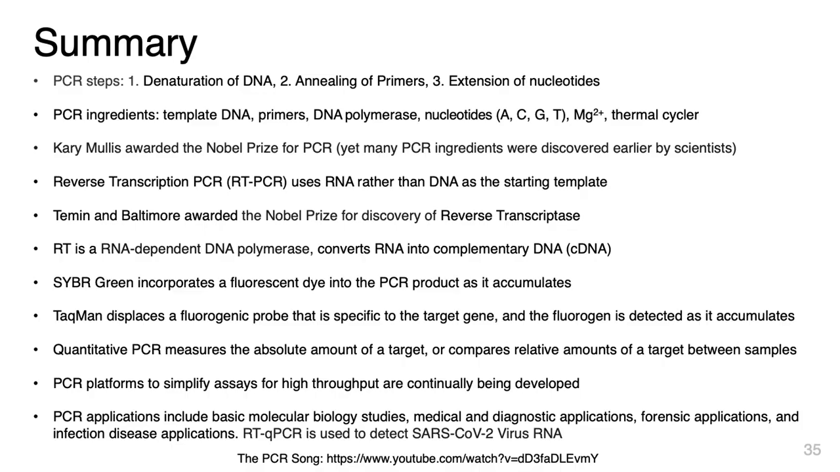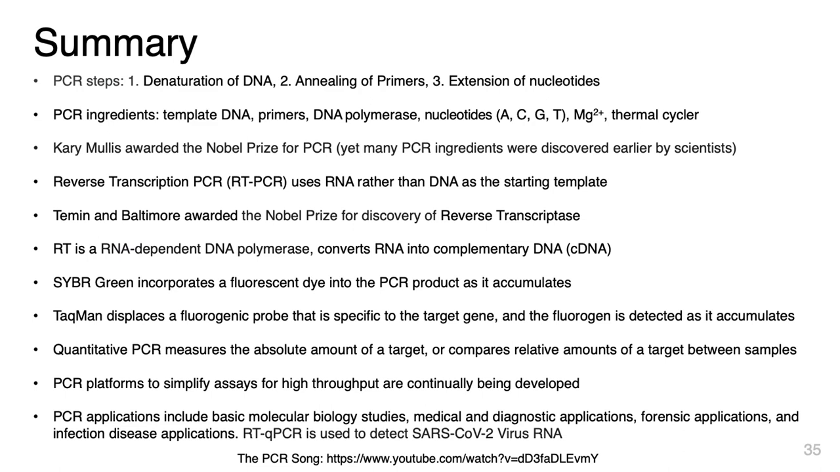In summary, today we've talked about the three steps of PCR, denaturing, annealing, and extension, the six different PCR ingredients, template, DNA primers, DNA polymerase, the nucleotides, magnesium, and a thermocycler. We discussed a bit of history about Kary Mullis, who was awarded the Nobel Prize for PCR, but many of the PCR ingredients were also discovered by earlier scientists, such as the microbiologist that discovered Taq.